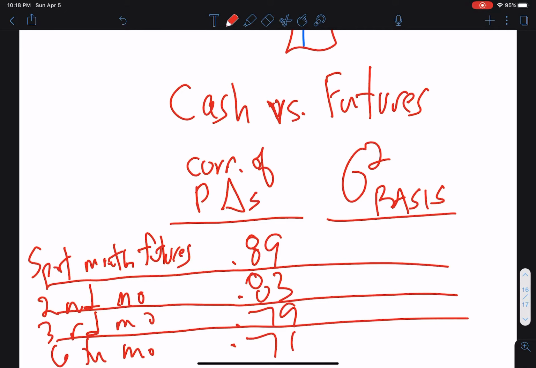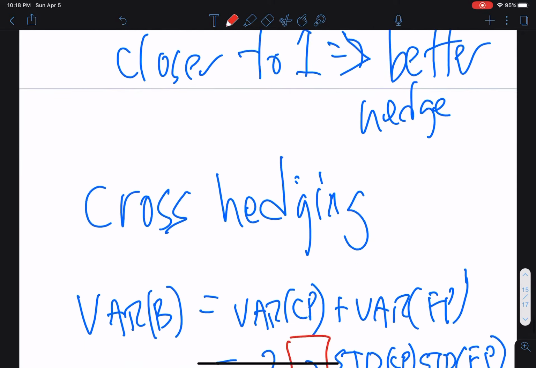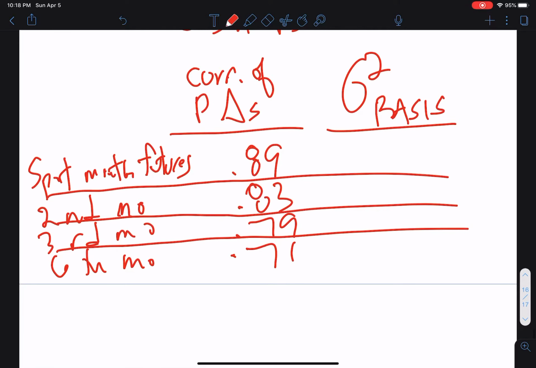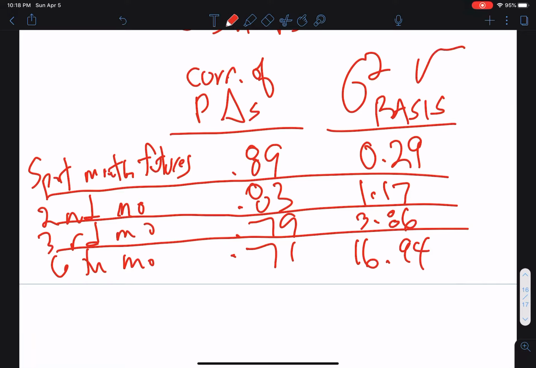And then, well, you might say, oh, the correlation coefficient isn't changing that much when you go from spot month futures to 6 month futures. But in this one example with heating oil data, here we have the variance of the basis associated with these correlation coefficients. And you can see the difference is quite significant when we look at this. So that's an interesting chart.